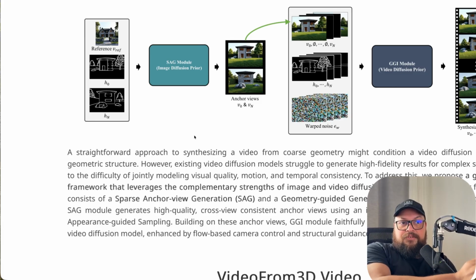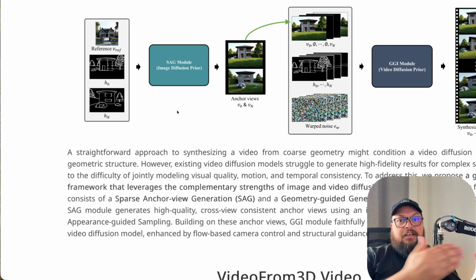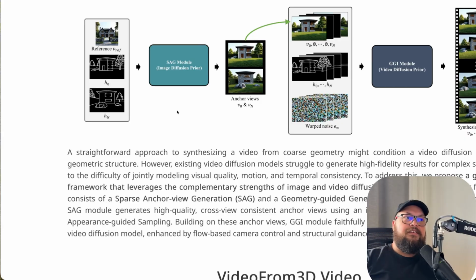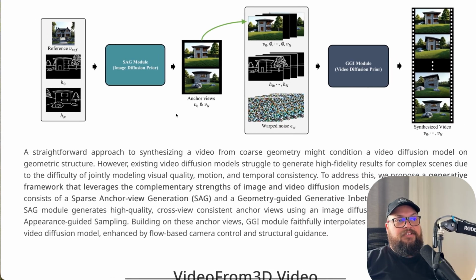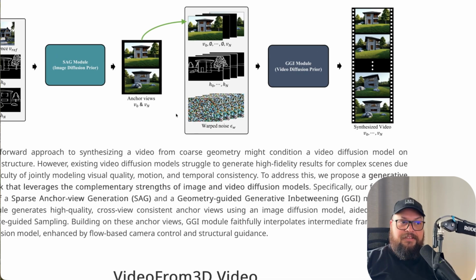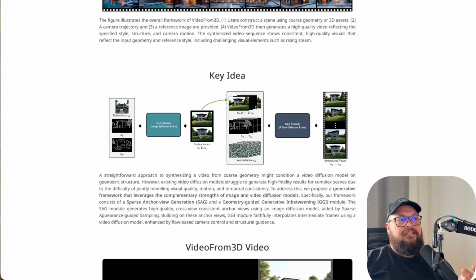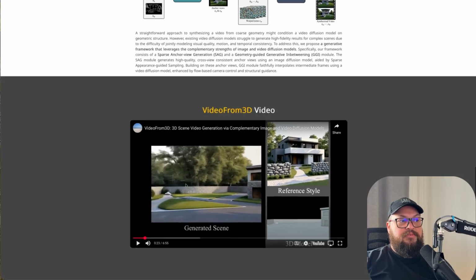Pretty much how this works is they create several pictures as anchors for the generation, right? They will create a lot of these pictures and feed them to the model. As you can see here, we have several, right? And it will understand better what it's looking at. Once it does that, it goes through this thing called geometry guided generative in-betweening, such a name, right? When it's actually creating the video. So it looks pretty decent, right?